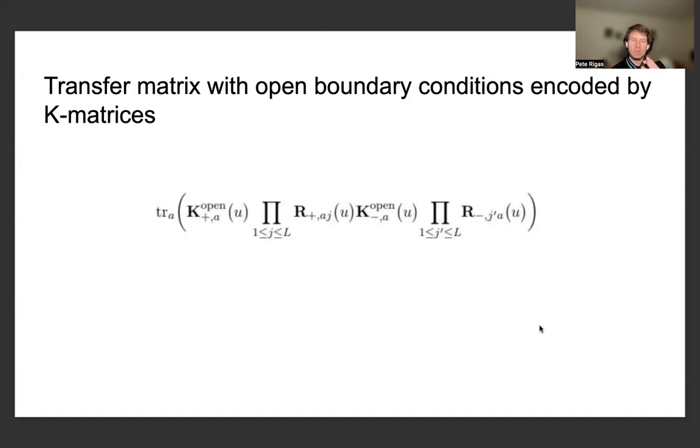And then after we apply this K matrix for the open boundary conditions on the left-hand side of this product, we're also going to be taking a product of J from 1 to big L of R matrices, and then we're going to have another K matrix which is enforcing the open boundary conditions in the right position of the chain, which is also going to be multiplied by another product of L terms of R matrices, but instead we're going to have R minus of J prime of A of U instead of R plus A of J.